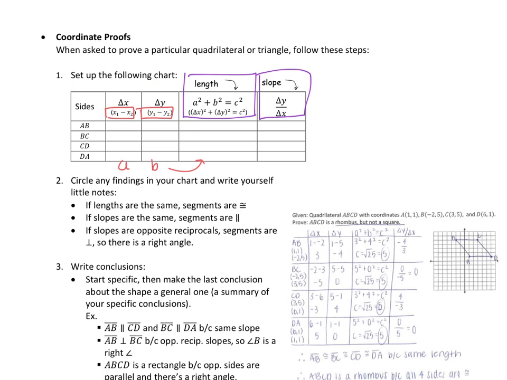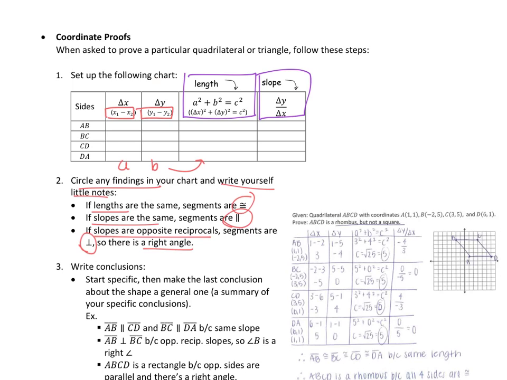Once we have the table made, we need to circle any findings in our chart and write ourselves little notes. So if the slopes are the same, then we write ourselves a note about congruence. If the lengths are the same, then the segments are congruent. If the slopes are the same, the segments are parallel. If the slopes are opposites, then the segments are perpendicular, meaning that there must be a right angle.